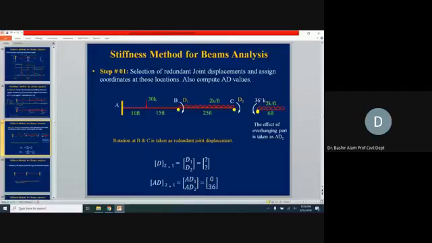Step number 1: selection of redundant joint displacements and assigning coordinates at those locations. Also compute the AD values. Now if you see here, I have separated the overhang portion. Why? Because I'll be taking its effect, which is 36 kip-feet. How is this 36 coming? It is 2 times 6 divided by 2. So this is the moment because of this overhang portion at joint C.